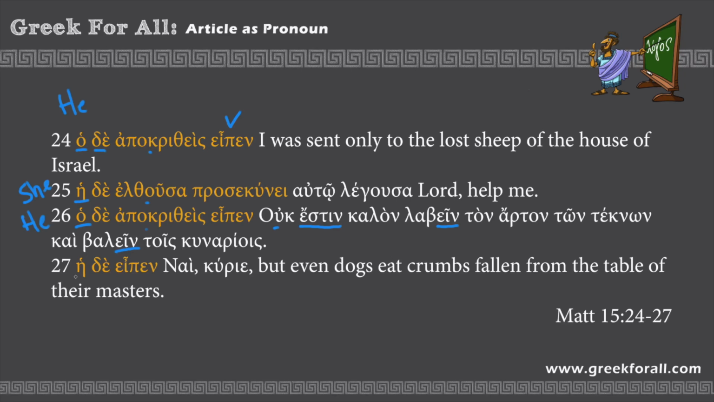And finally, verse 27, again we switch to the feminine definite article, and which represents a woman, and it means she. But she said, yes, Lord, but even dogs eat crumbs fallen from the table of their masters. So again, you see this construction appears in the beginning of the sentences. It appears in the dialogue, so we see it a lot in the Gospels. It's very simple to identify ho, de, he, de, the article and the de, and then the verb. Here it's more complex, but still the same idea.